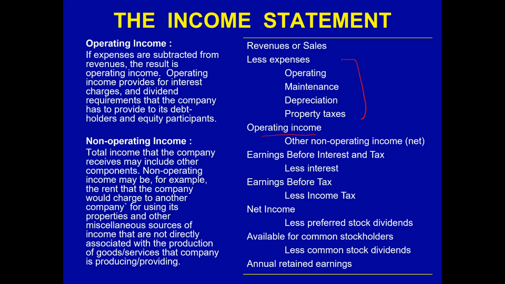The company may have other non-operating income. Total income that the company receives may include other components. Non-operating income may be, for example, the rent that the company would charge to another company for using its properties, and other miscellaneous sources of income that are not directly associated with the production of goods or services that the company is producing or providing. So if it is not its main business, if they are getting something from other investments, then that is the other non-operating income.